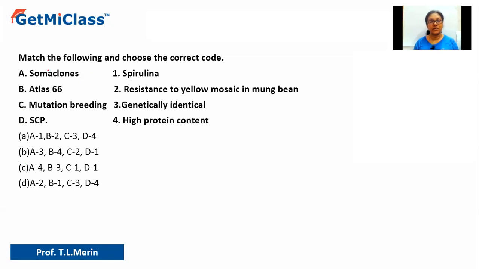So let us understand the question. It says match the following and choose the correct code. We have to match it and then further we have to choose the code among A, B, C, D. Now let us see the first one. The first one says somaclones.